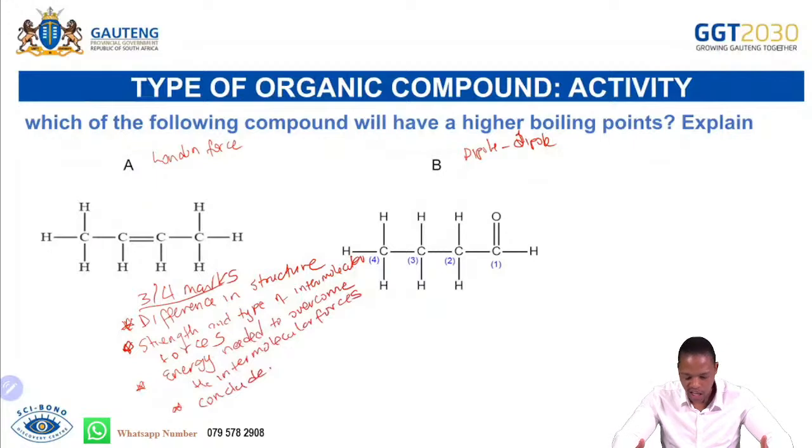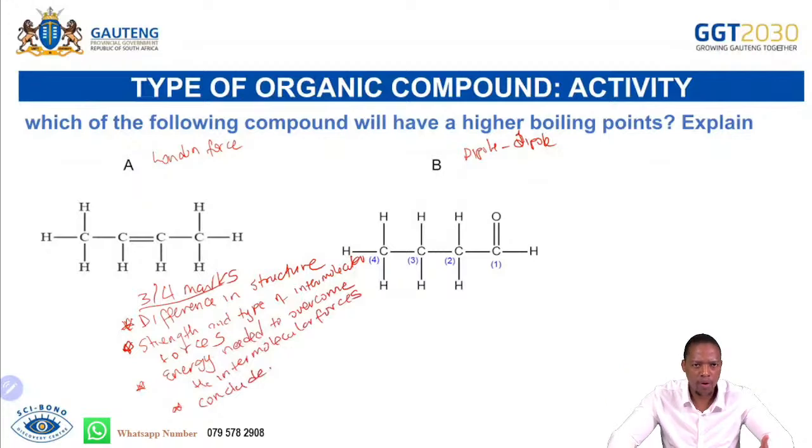So let's look at A and B. What are we saying is the difference in structure there? Which of the compounds will have a higher boiling point? Well, first we must choose which one will have a higher boiling point. Just by simply looking at that, I'm going to choose compound B, because I already know that dipole forces are stronger than London forces. A has London forces, B has dipole. So B must have a higher boiling point, because the stronger the intermolecular forces, the higher the boiling point.